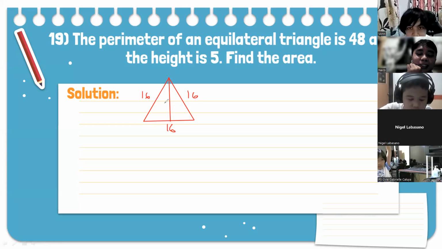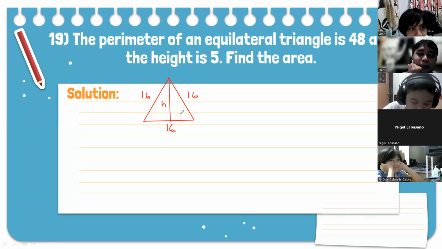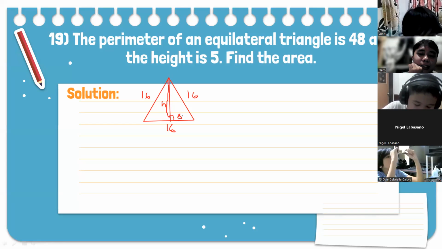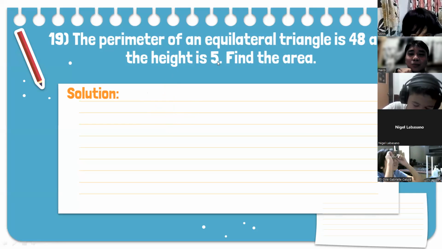There's an easier way. So if this is the height, right? Halfway of 16 is of course 8. So you can do a Pythagorean triangle right here. So you can use the Pythagorean formula for h if it was not given, okay? But this one here, it's given.